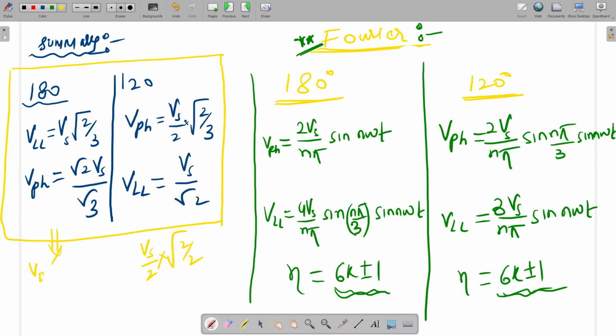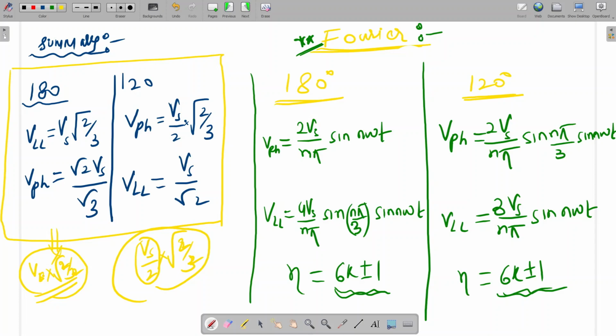Here line voltage is Vs into root 2 by 3, but here phase voltage is Vs by 2 into root 2 by 3. So like this we can remember, and if we know one variable, then the other we can calculate. Is it clear?